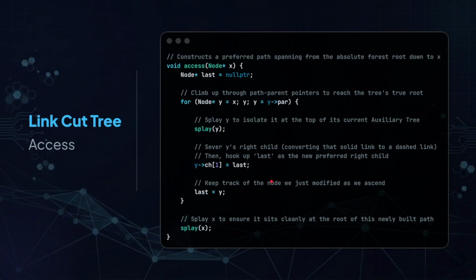The most critical function in the entire implementation is the access function. Access isolates and exposes the preferred path from a target node all the way up to the represented tree root. Internally, it loops upwards, splaying the current node, detaching its right child to break the old preferred path, and reconnecting the new path from below. Everything else builds on top of this function.